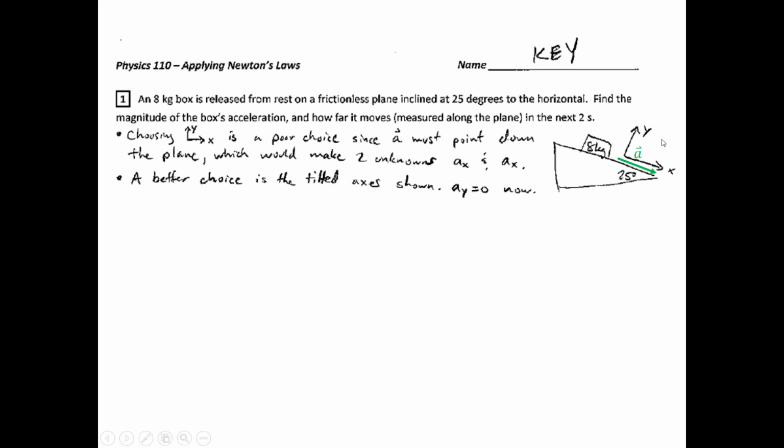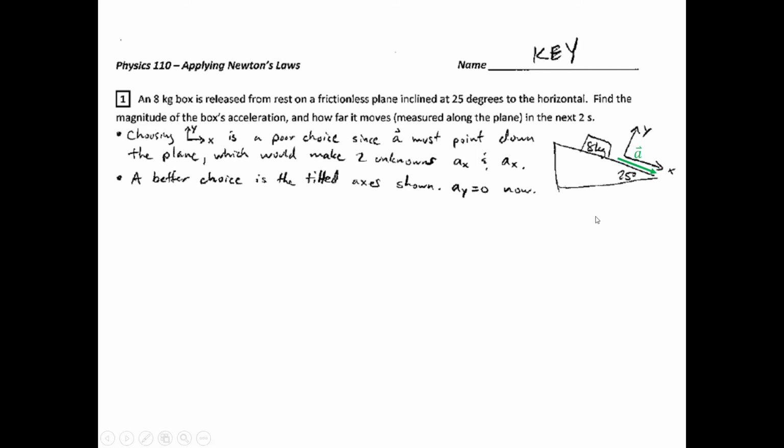Instead, let's take one of the axes, I'm going to call it x, aligned along the direction of the plane, which is along the direction of the known acceleration, and the other one perpendicular to the known acceleration. And that way, with those axes, I automatically know that ay is going to be 0. I don't have to worry about solving for ay. If I can figure out what ax is, then that is going to be the acceleration magnitude.